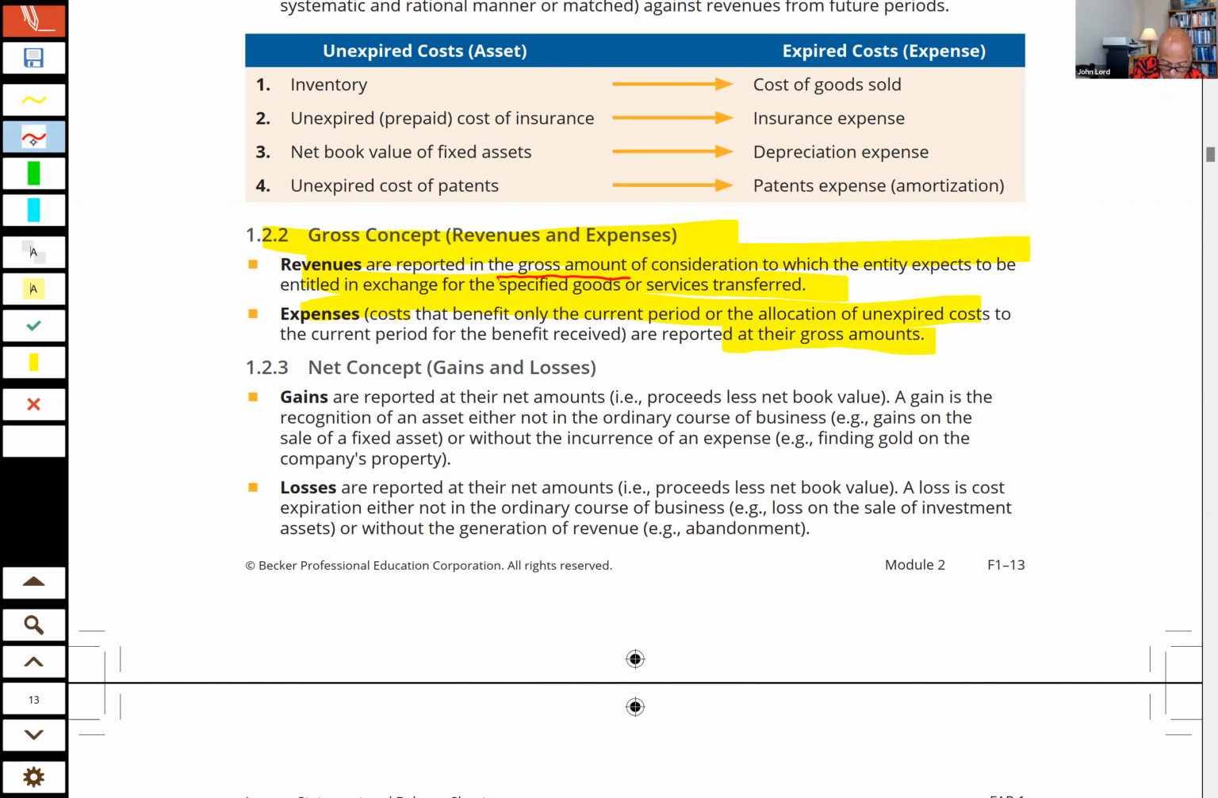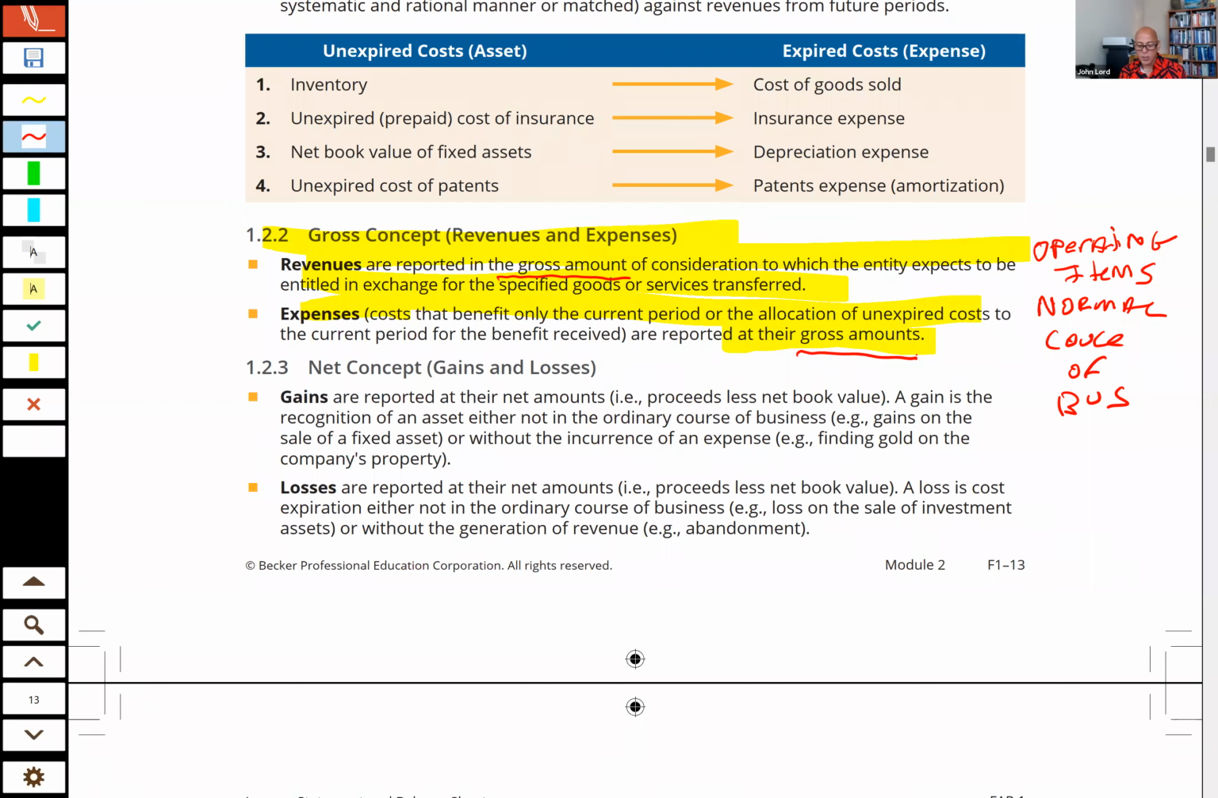And you can put down here that these are operating items. They are considered operating items in the normal course of business. Our revenue and expenses are considered operating items in the normal course of business, and they are reported at their gross amounts.